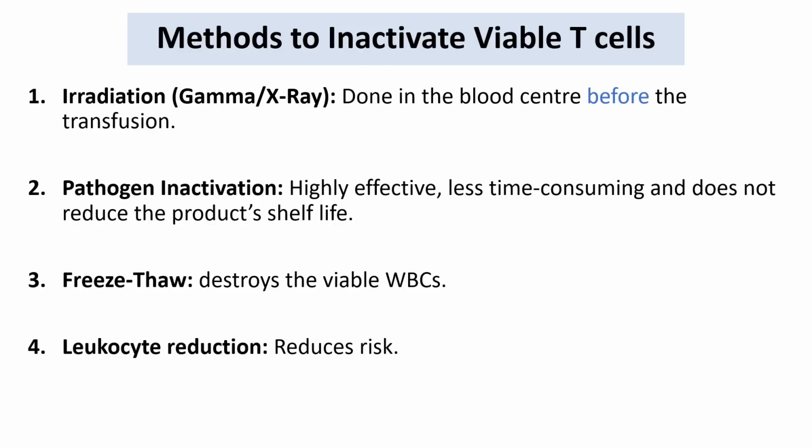So let's review the methods to inactivate the viable T cells. Irradiation using gamma or X-rays is done in blood centers before the transfusion. Pathogen inactivation is highly effective, quick, and does not reduce the product's shelf life. Freeze-thaw methods destroy all the viable WBCs. Leukocyte reduction reduces the risk.